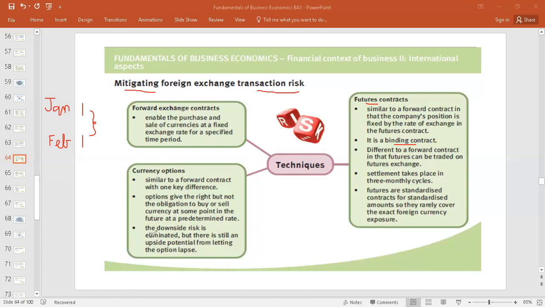The downside risk is eliminated, but there is still an upside potential from letting the option lapse. So if it is going down, that can be eliminated because of entering into an option contract. But see, they have decided the limit to be here. If it is falling down, they can eliminate the loss.